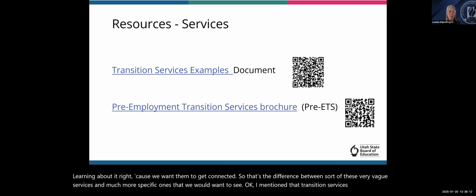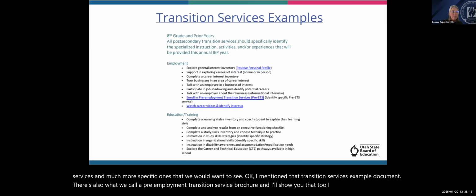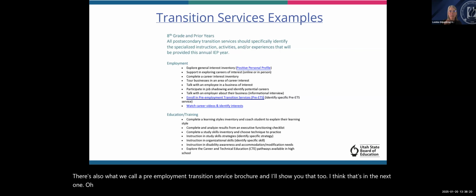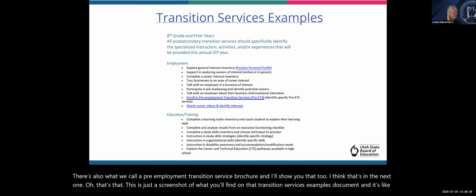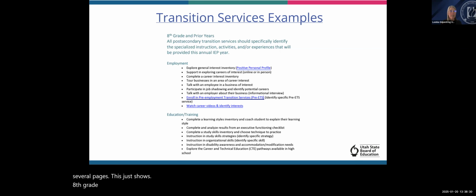Okay, I mentioned that transition services example document. There's also what we call a pre-employment transition service brochure. And I'll show you that too. I think that's in the next one. Oh, this is just a screenshot of what you'll find on that transition services examples document. And it's like several pages. This just shows 8th grade under employment and education and training. And then I said it goes all the way up to age 22. So this is just a quick little screenshot of what that looks like, but please check out that document.